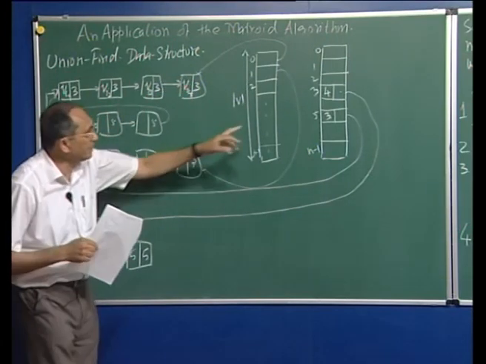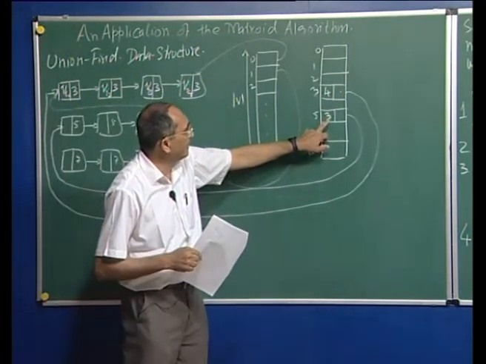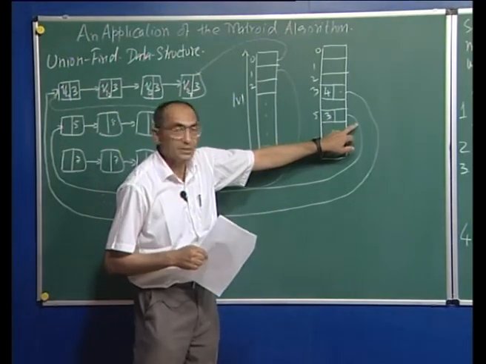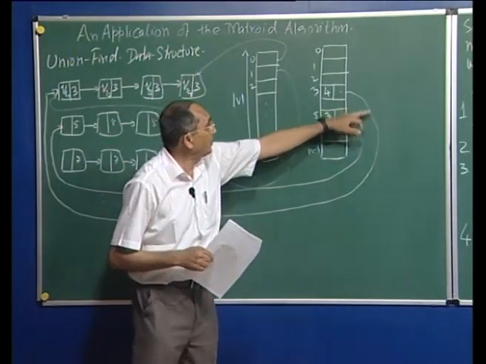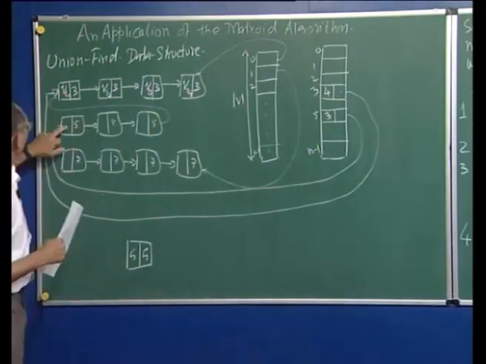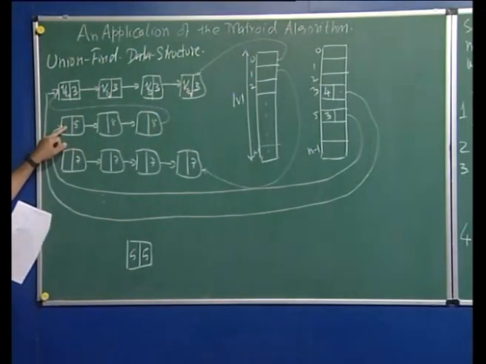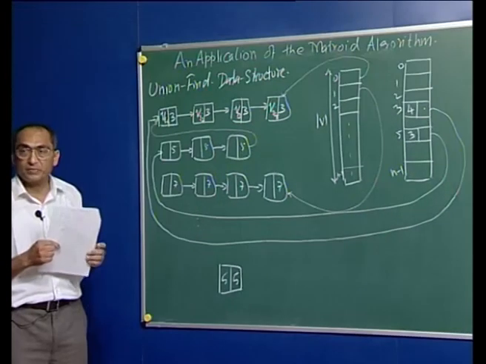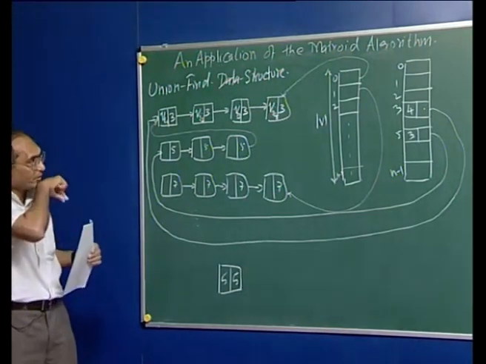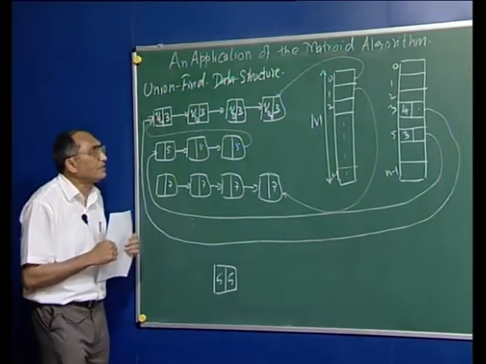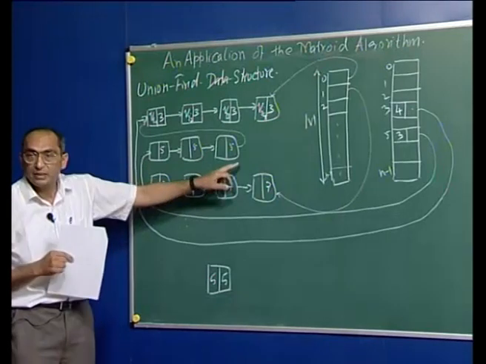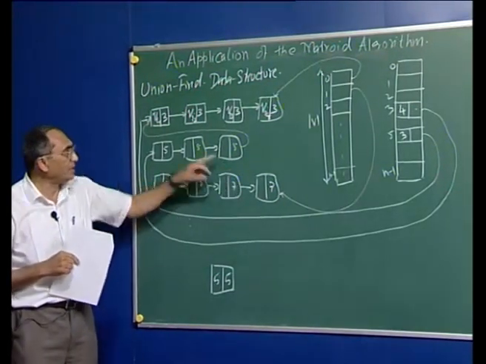We will do the necessary bookkeeping here: we will set this to 0, set this pointer to null, and this pointer will now be pointing to this position. That way the union will be performed. It is very important to keep in mind that we will always relabel the smaller set, or smaller linked list.